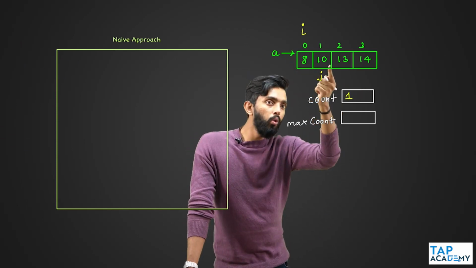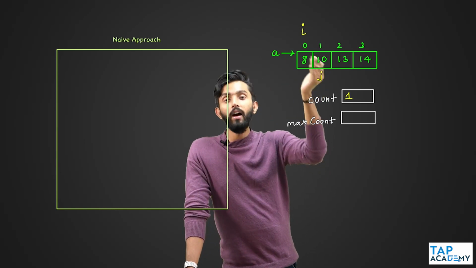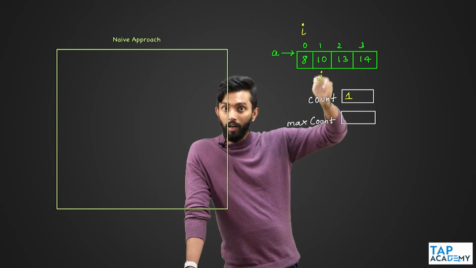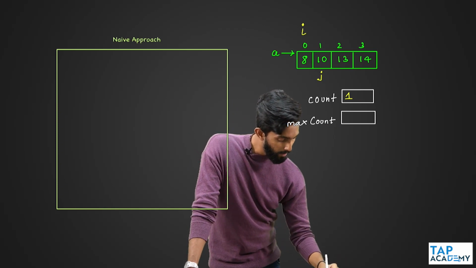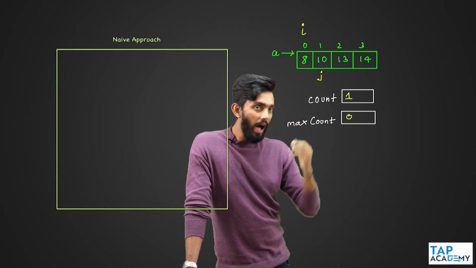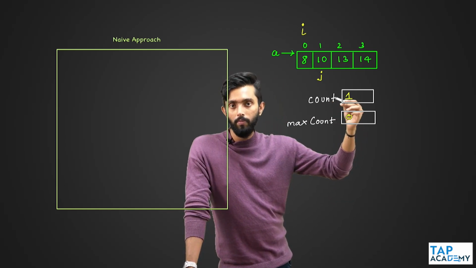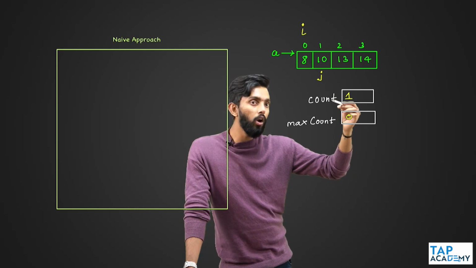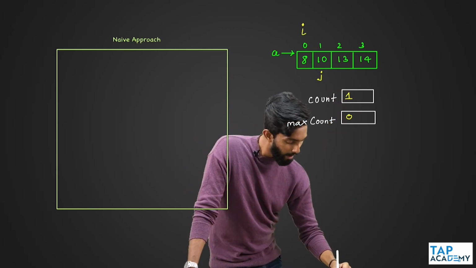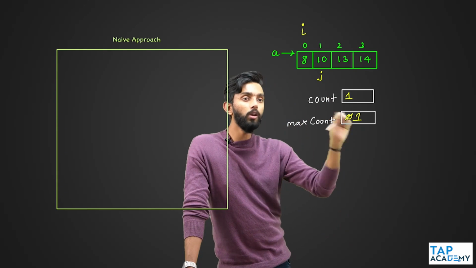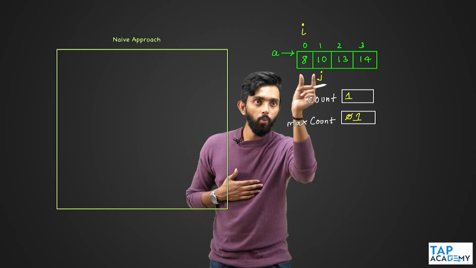Then can it become 2? That depends on whether j and j minus 1 are odd and even, but the condition failed. If the condition failed, I will come out of this j loop. And what I will do is, this max count, we will initially make it 0. I will check which is the maximum between count and max count. Tell me, is max count greater or is count greater? Count is greater. If count is greater than max count, then I will update max count to whatever the value of count is, it will become 1. Which means right now, the maximum length subarray which I have found is of length 1. I hope you are able to understand.